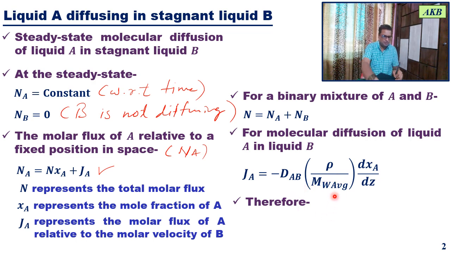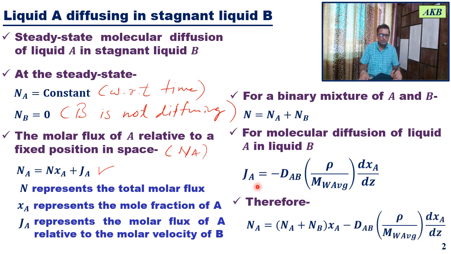Okay, therefore, what do you have? We are going to use this expression for Ja in this equation. If you do that, you have Na is equal to Na plus Nb into Xa. So in place of N, we have used this equation for N, and in place of Ja, we have used this expression. So Na is equal to Na plus Nb into Xa minus Dab into rho upon Mw average into dxa by dz. Okay, now let us move on.